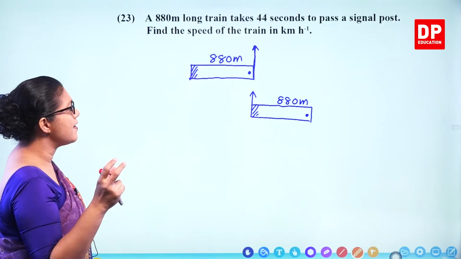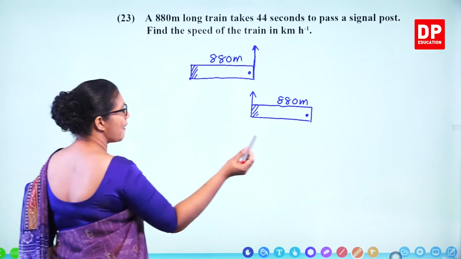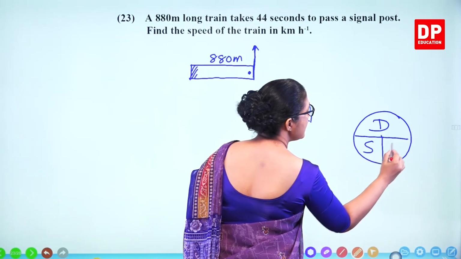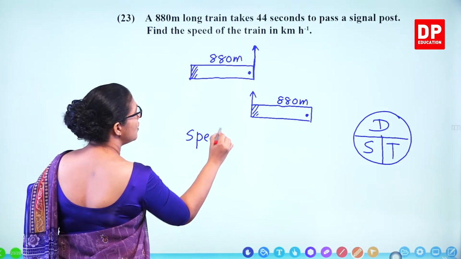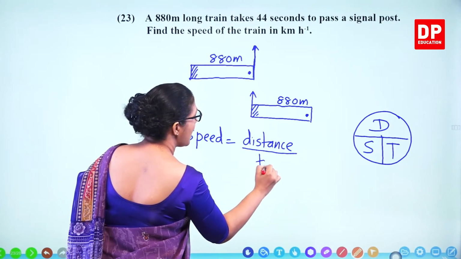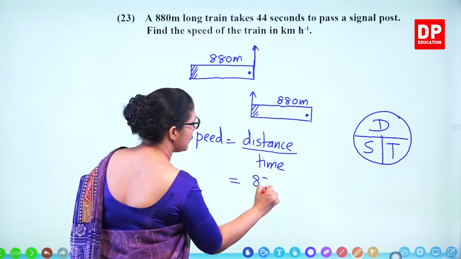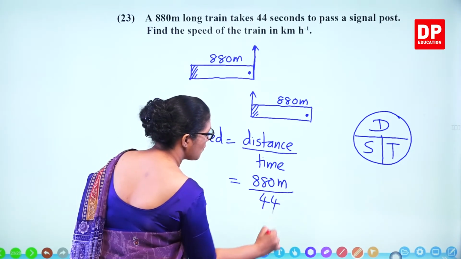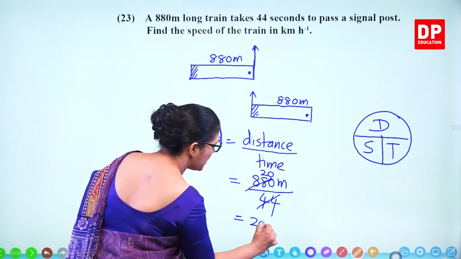Distance travel is 880 meters within 44 seconds. So what's the speed? So how you find out the speed? Can you remember? Distance over speed is time. Distance over time is speed. So speed is equal to distance over time. 880 meters and time just 44 seconds. What's the value? 44 times 2, so 20 meters per second.